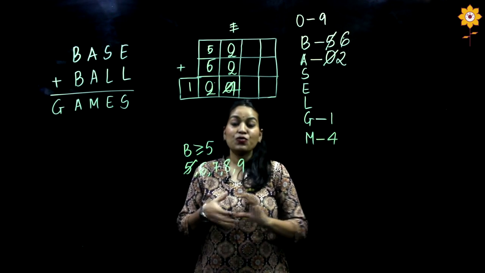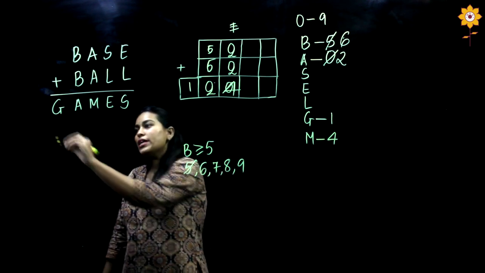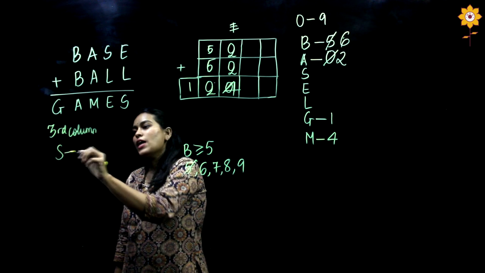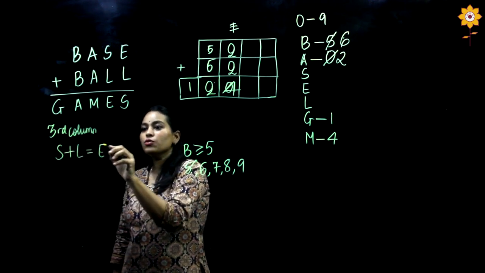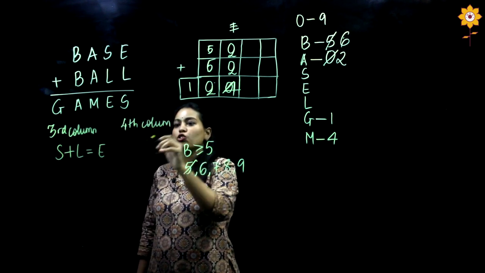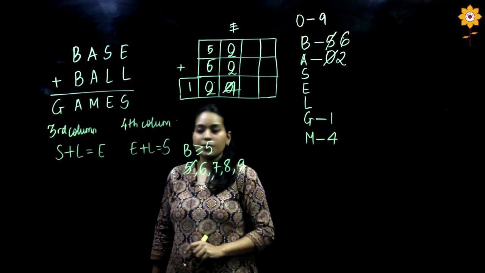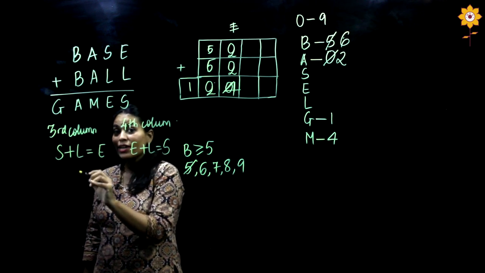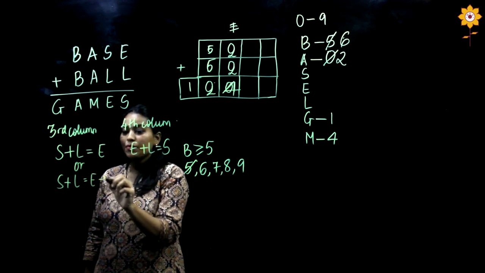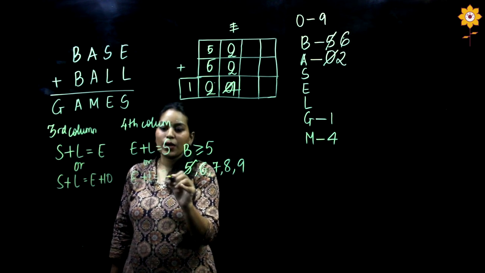So, what we'll have to do, we'll have to form some equations and see if they help us to get the values, right? So, let's say in the third column, what do we have? We have S plus L is equal to E. And what about the fourth column? Fourth column says E plus L is equal to S, right? So, now this equation can be written like this, or we can say that S plus L is equal to E plus 10. And this can also be written as E plus L is equal to S plus 10.